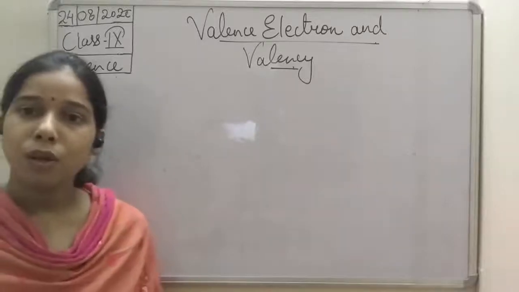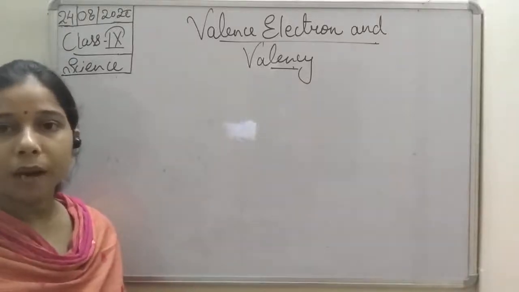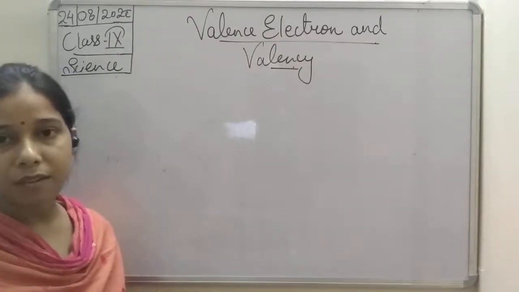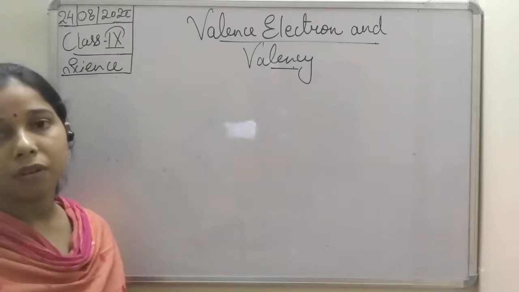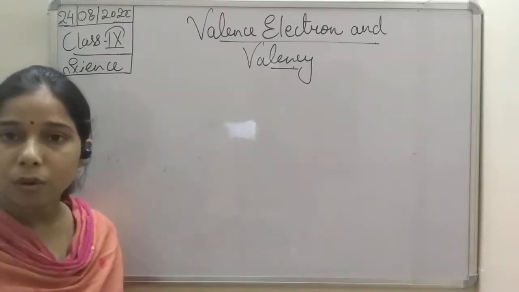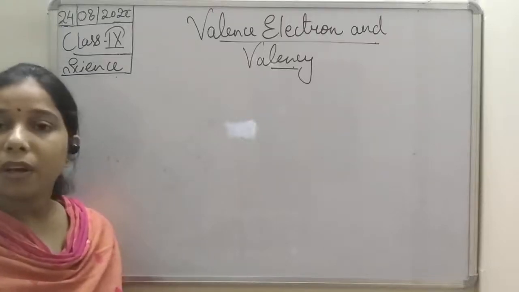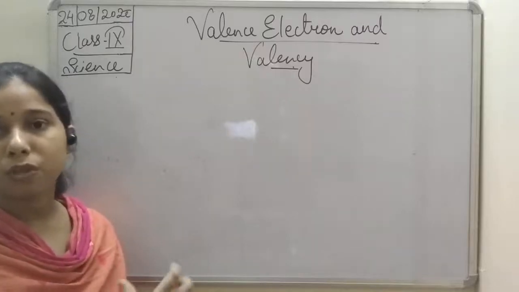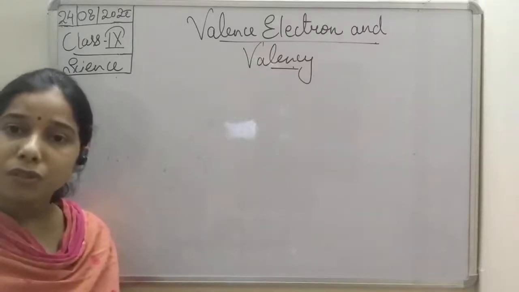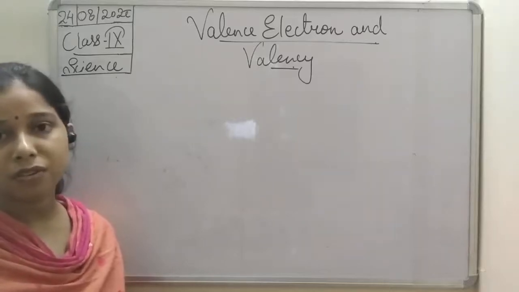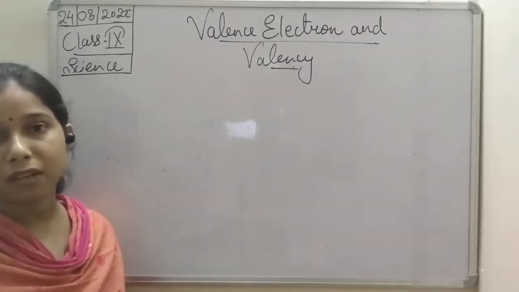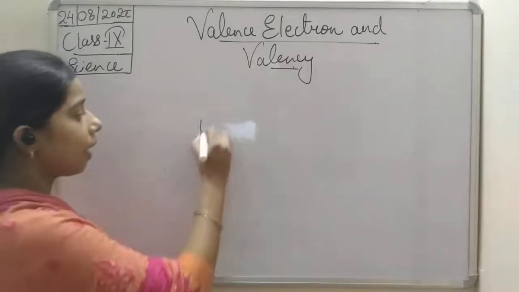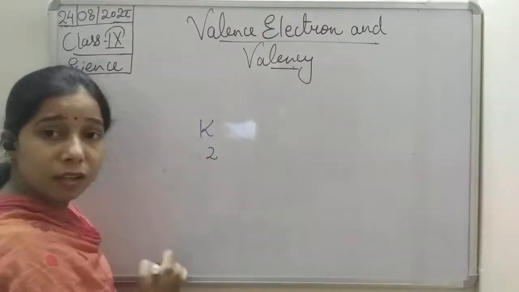Hello students. So in the previous class we were talking about how we can do the electronic configuration of the atom using the atomic diagram also. So we discussed that if we know the atomic number, it is possible to distribute the electrons into the different shells, and that distribution of the electrons in the different shells is known as the electronic configuration of the electrons.